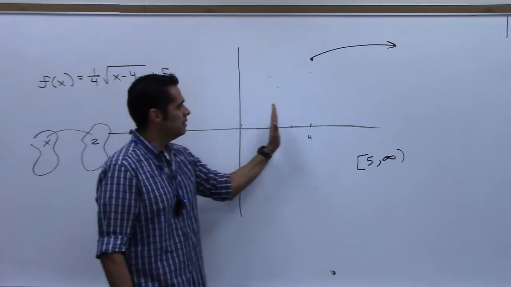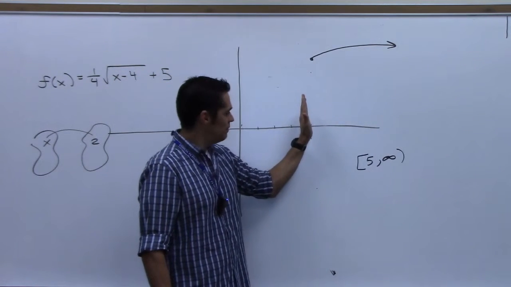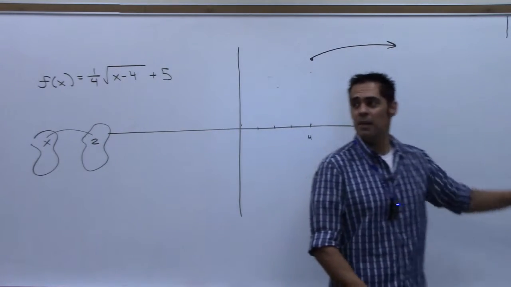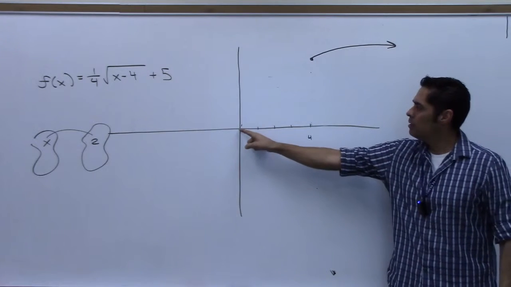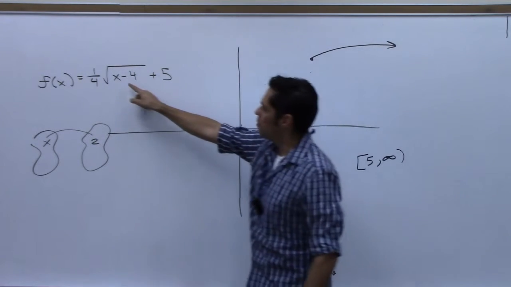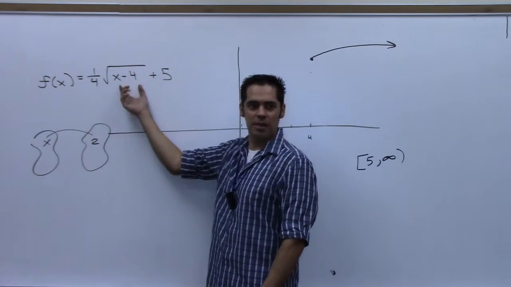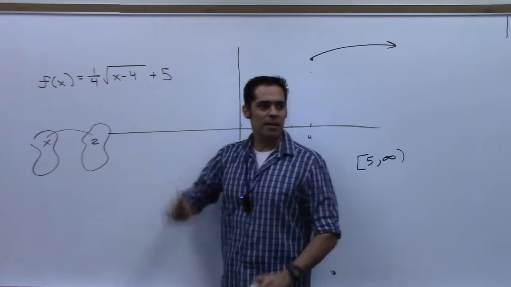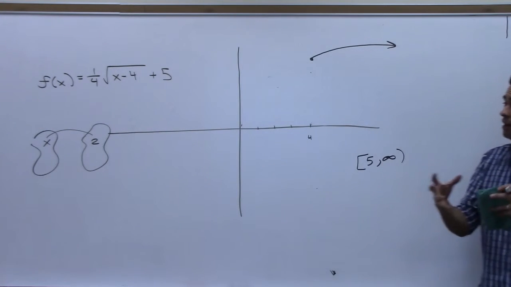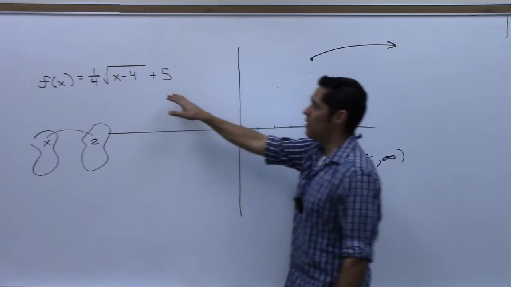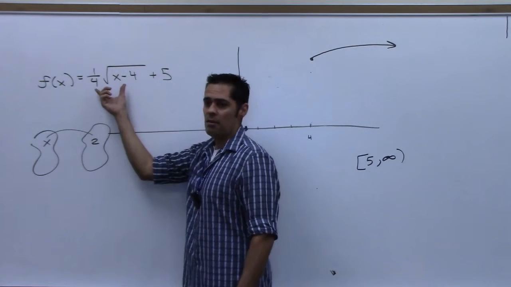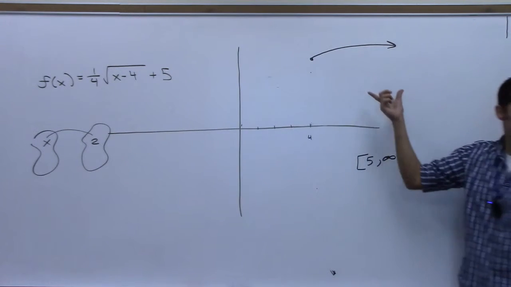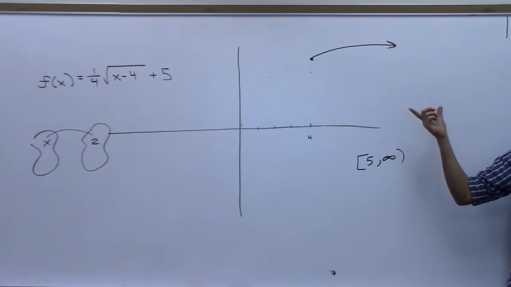What's your domain? 4 to infinity. Right? Can you plug 0 into this function? No. Look, plug 0 in. What do you get? Square root of negative 4. Oops, can't do that. What I'm trying to get you to see is that you can answer a lot of questions about this function that are difficult to do by looking at this, that are much easier to do by looking at this. Am I making any sense here?